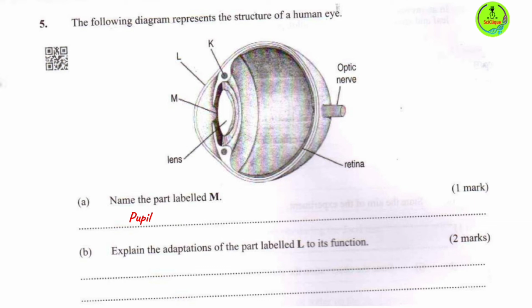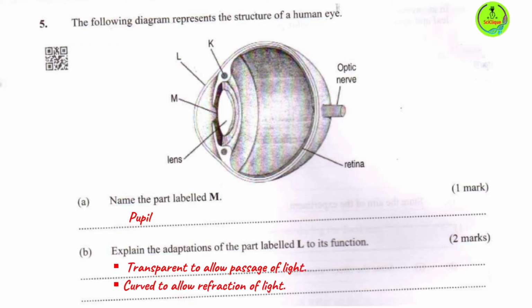Now, if we look at L, this is the cornea. So it's transparent to allow the passage of light. It's curved outwards to allow refraction of light. You know, this is bending of light. Remember, light is coming from the atmosphere and passing into the eye. So whenever light moves from one medium to another, it's going to be refracted.